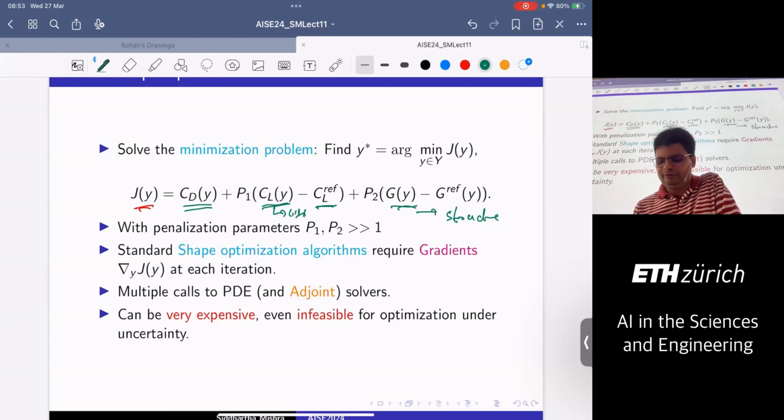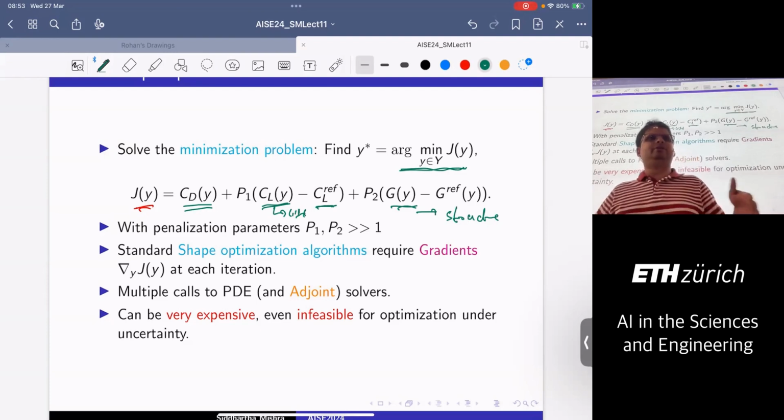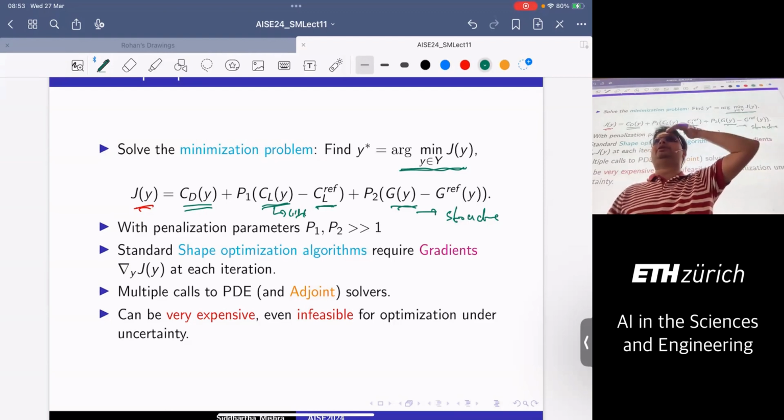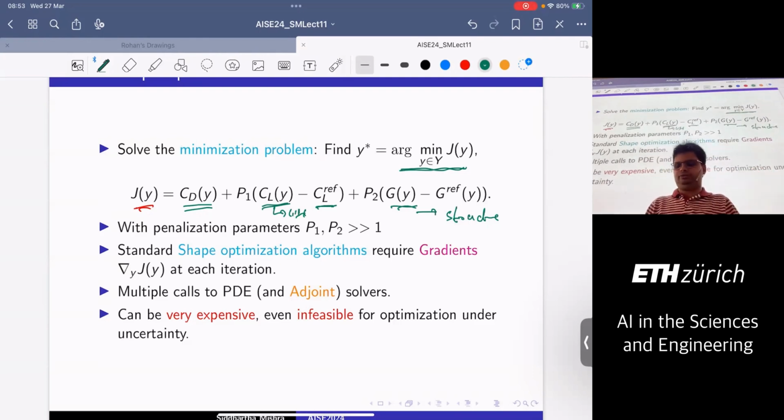Now, all of you have learned, Ben taught you in the very first lecture, that this is by no means a convex function, because the inputs go into lift and drag, which are not quadratic by any means, right? So this is a non-convex optimization problem. And then what you need to do is to minimize it, right? So you could use gradient-free optimization. Some people use gradient-free optimization, but the standard one is to use gradient-based optimization or gradient descent.